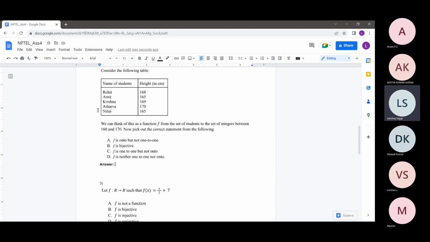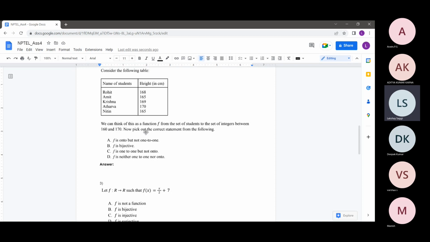So the elements of the domain set are Rohit, Amit, Krishna, Athar, and Nitin. These are the 5 elements, and f of Rohit is equal to 168, f of Amit is equal to 165, f of Krishna is equal to 169. So basically, a function is a mapping. The domain can be these names also. It need not be real numbers or integers only.